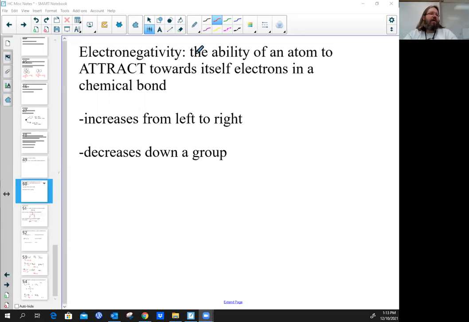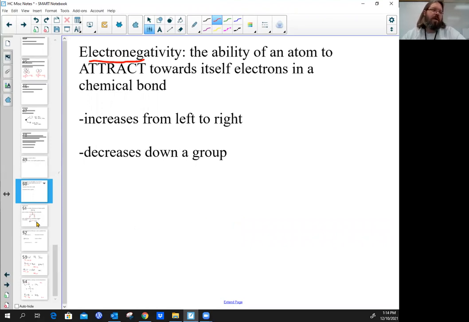So, we left off yesterday talking electronegativity, right? And this is the measurement of the ability of an atom to attract towards itself electrons in a chemical bond. So it increases from left to right, and it decreases down in a group. So again, I'll ask it like we talked about with atomic radius or ionic radius. I'll give you either three elements that are within a column, a group, or three elements along a period from left to right. And you'll have to tell me which one has the largest electronegativity or lowest electronegativity.